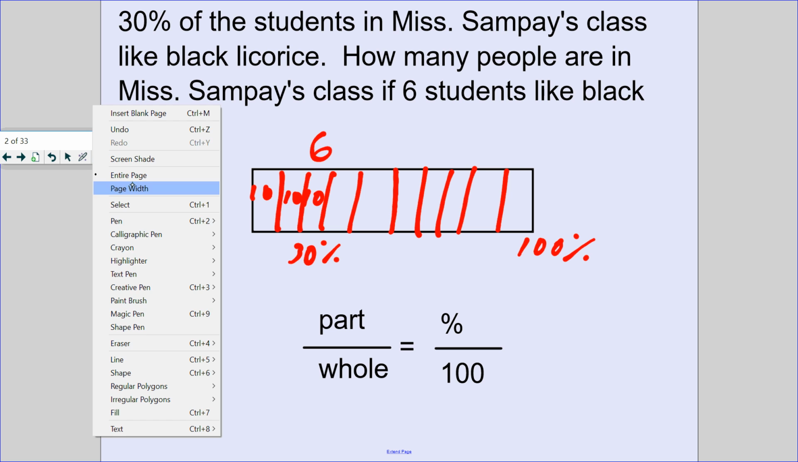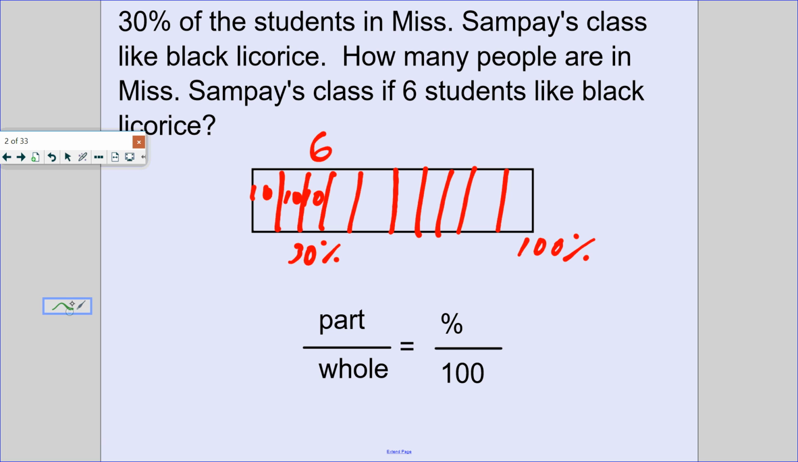So I'm going to use a different pen color. 2, 2, 2. That means there are 2 people for every 10%. So how many total people is that for 100%? That would be 2, 4, 6, 8, 10, 12, 14, 16, 18, 20. There are 20 people in our class. One way to do it.